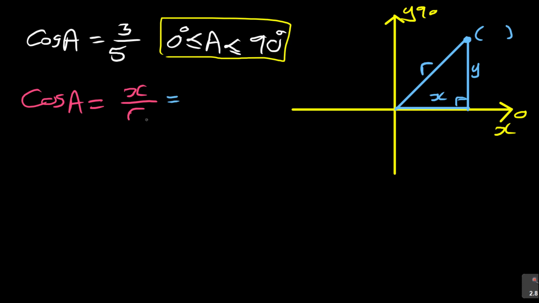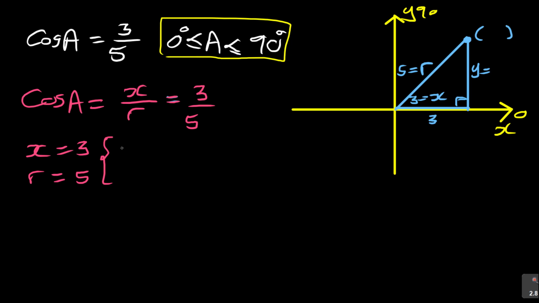They said cos A is 3 over 5, so my x is equal to 3, my r is equal to 5. I can put those values here to say r is 5, and then my x is equal to 3. You see this? So this is actually 3 here, and then we need to find the y value. So how do you calculate the y value on this?